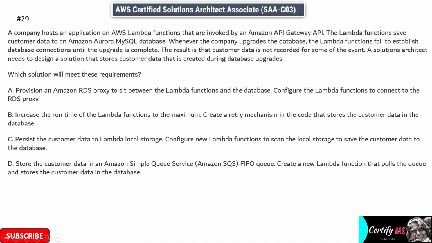Option D. Store the customer data in an Amazon Simple Queue Service first-in-first-out queue. Create a new Lambda function that pulls the queue and stores the customer data in the database.